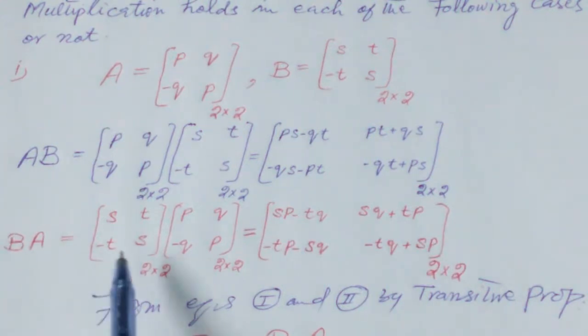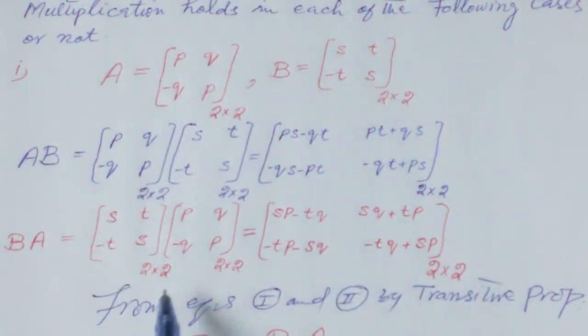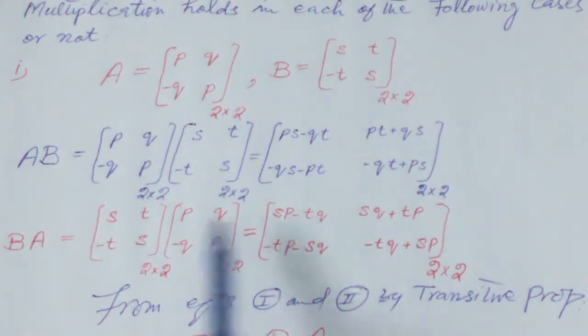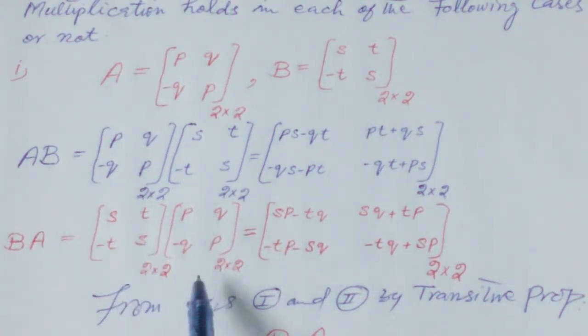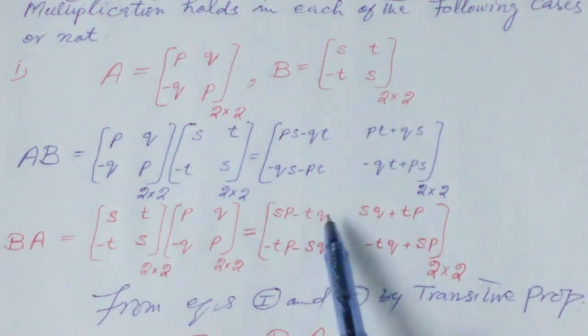Now calculate BA. B is this matrix and A is this matrix. The condition for the multiplication of B with A holds, that is, the columns of the first are equal to the rows of the second. Multiply the first row with the first column. Substitute that resultant quantity in the first row, first column. Multiply the first row with the second column, and substitute the quantity in the first row and second column.